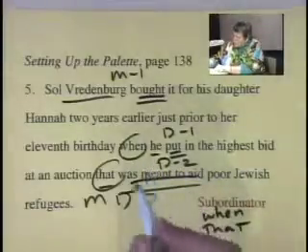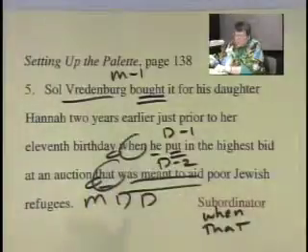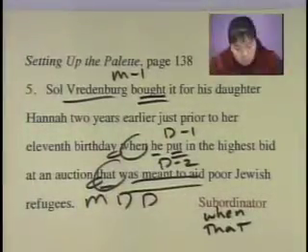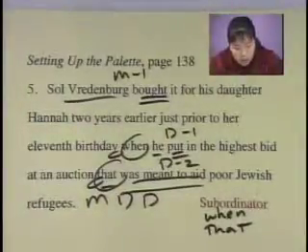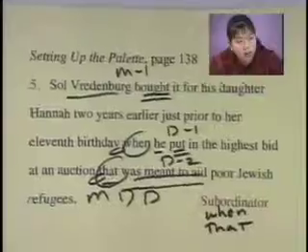And why do you have no punctuation between birthday and when, between auction and that? Because the main clause comes before the dependent clause. Exactly. The main clause is before both dependent clauses. No punctuation is needed.